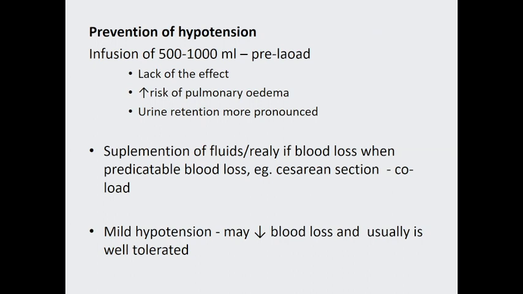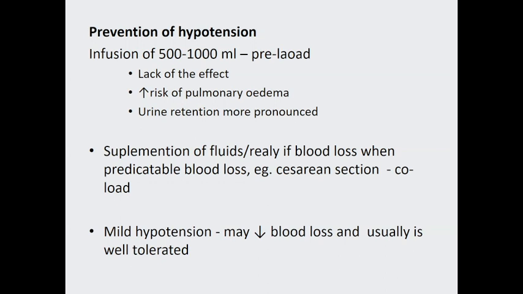Only when we know that during the operation for sure there will be bleeding, then it's good to supplement fluids early. Early means at the moment when we perform the block, not before, and we give more fluids when we know that there will be blood loss intraoperatively in cesarean section. In cesarean section, up to 1 liter of blood can be lost.